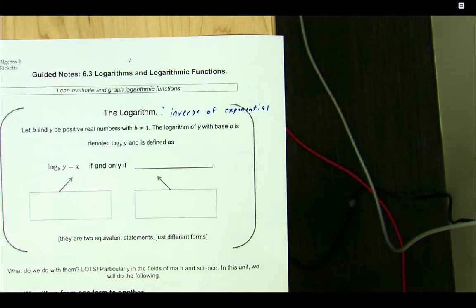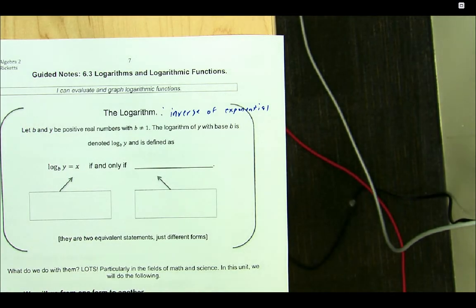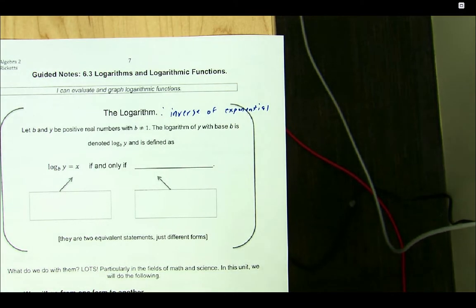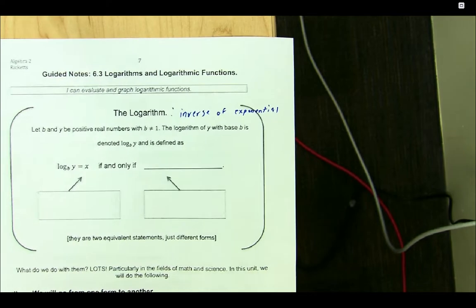So we've already looked at exponentials, exponential growth. If we have exponentials, what that must mean is that we have the inverse of exponentials, and the inverse of exponentials is what we call logs for short, logarithms for lengthy.